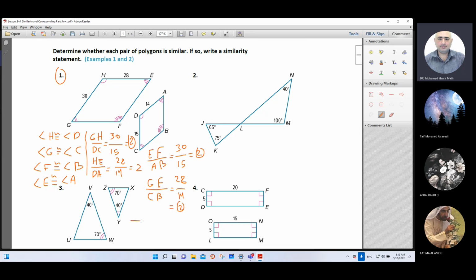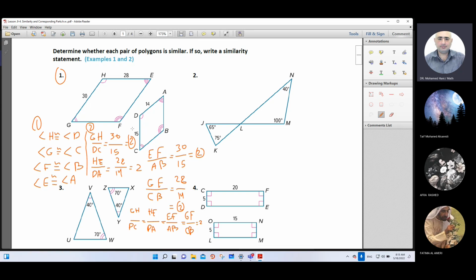So we can write GH over DC equals HE over DA equals EF over AB equals GF over CB equals the same scale factor. So as we see, we have congruent angles and we have proportional sides.